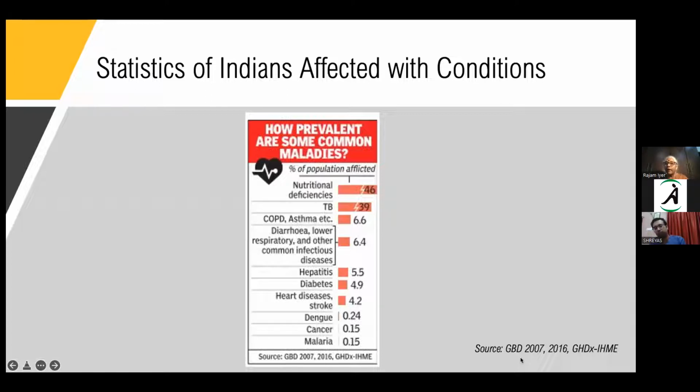Yes, palliative care is a very important component of cancer care. And in India, we do add 1 million new cancer patients every year.